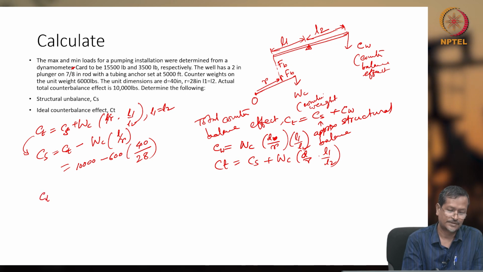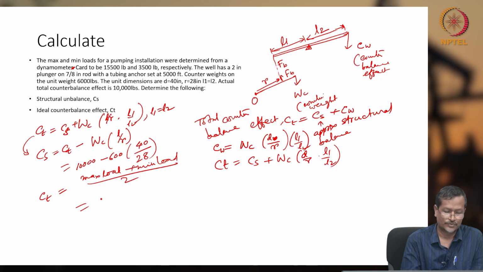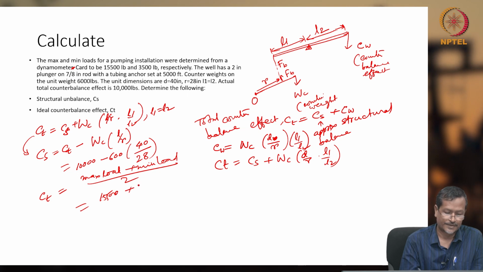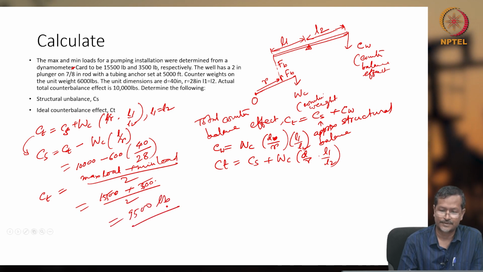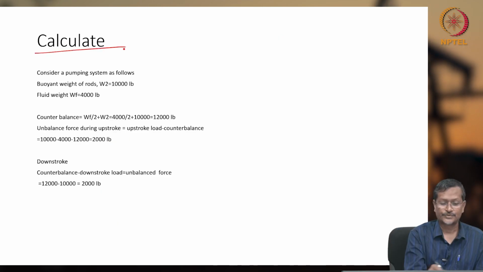CT becomes the max load plus mean load divided by 2. So finally 15,500 plus 3,500 by 2 equals 9500 pound. This is the answer, the ideal counterbalance effect.